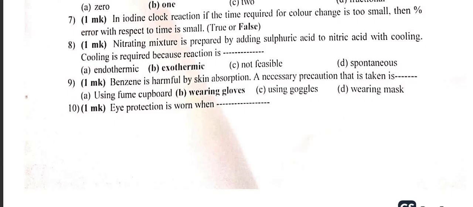Like look at number 8. Nitrating mixture is prepared by adding sulfuric acid to nitric acid with cooling, and the cooling is required because the reaction is what? So we are talking about an acid. Whenever an acid is involved, just note to say the reaction was exothermic. These are very explosive reactions, so we need to cool them off. Yeah, so the cooling is required because the reaction was exothermic. Then look at number 9.